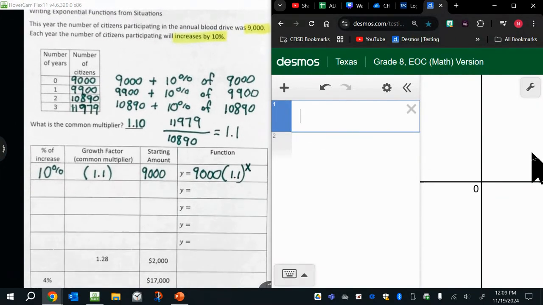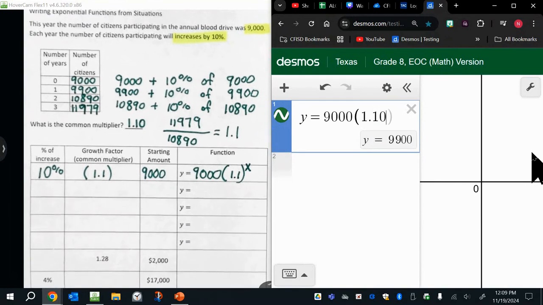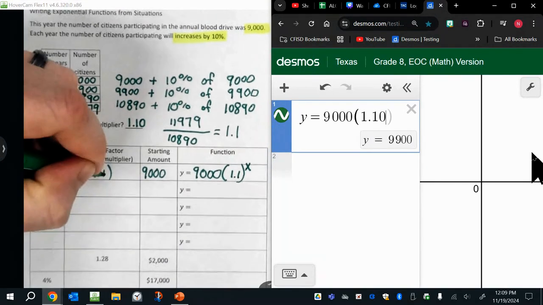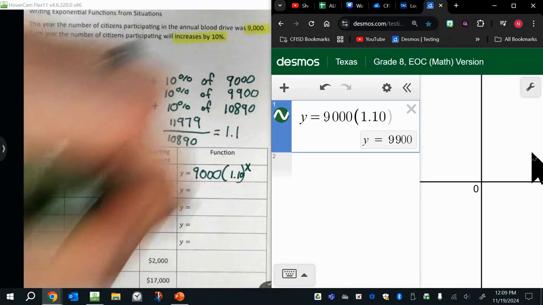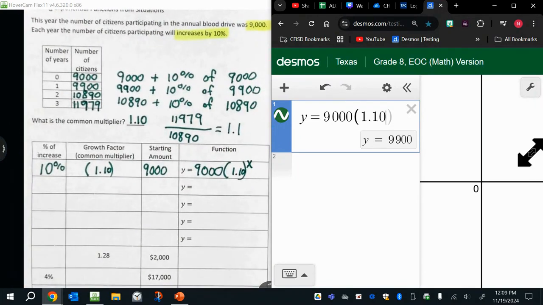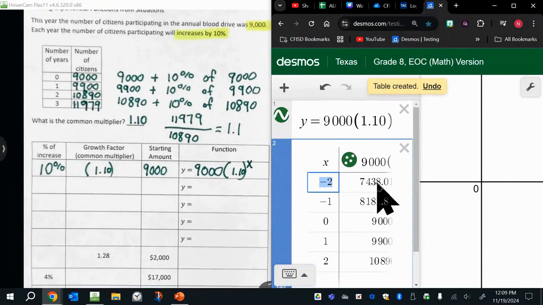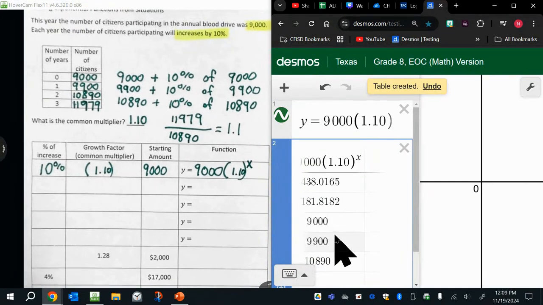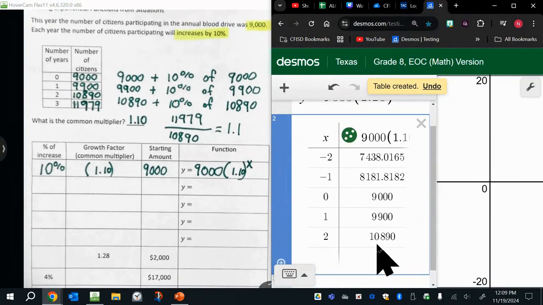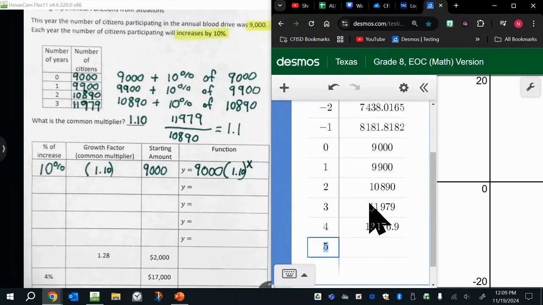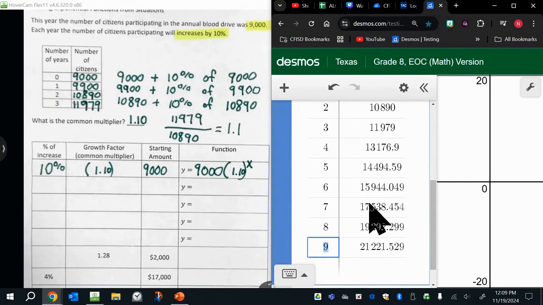So let's see. Y equals 9,000, 1.1 to the power of x. And if I turn this into a table, it should start giving me those values right there. And they do. Here they are. If I hit enter, there's the next value. And I can find any value at this point.